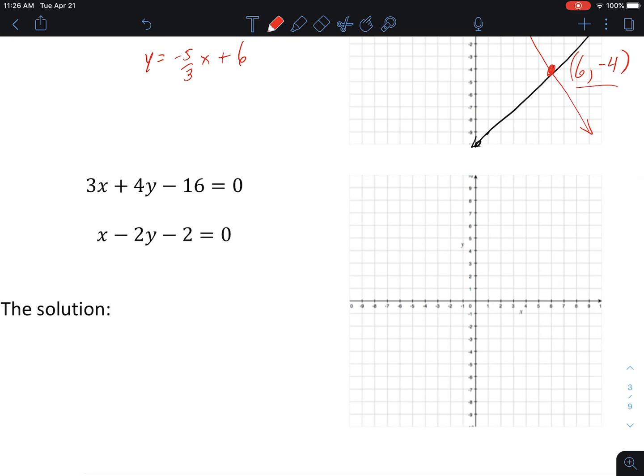Okay, and here's one more to try. This one, again, isolate the y, get it in y equals mx plus b, then try and solve. Okay, so I'm going to start with this equation. I'm going to add 2y and add 2y. X minus 2 is 2y, and then I'm going to divide everything by 2.